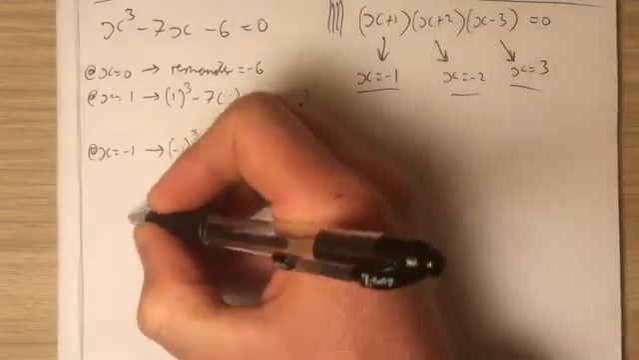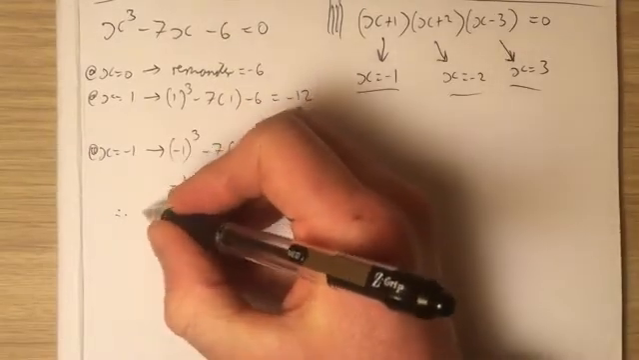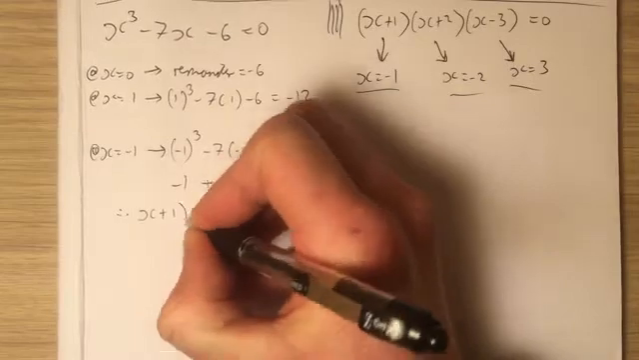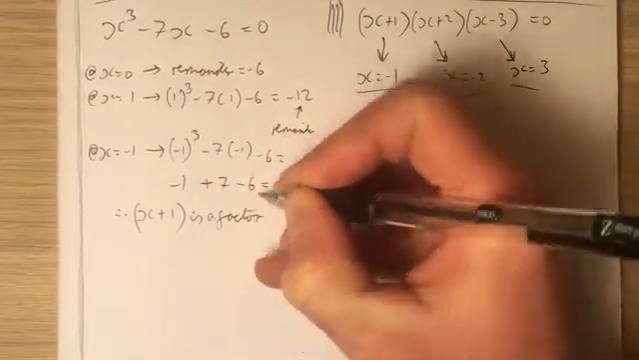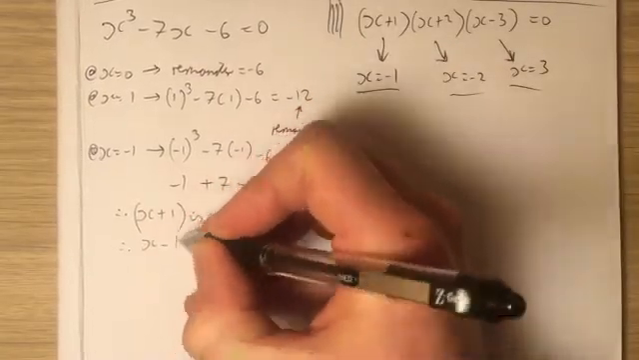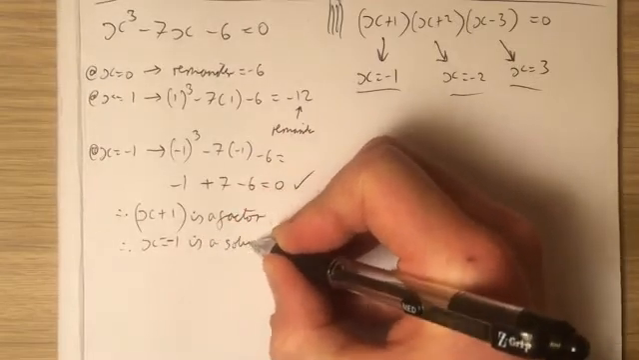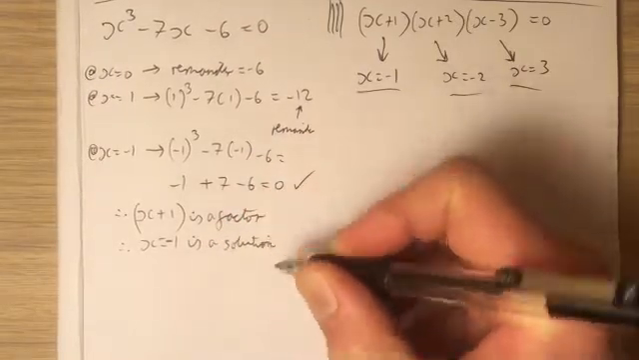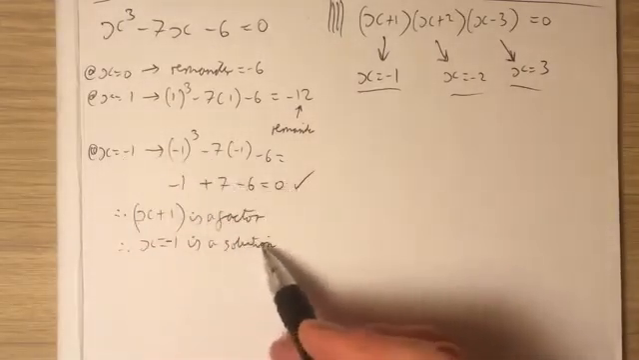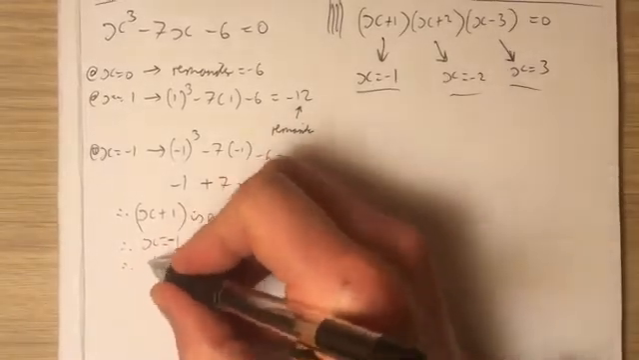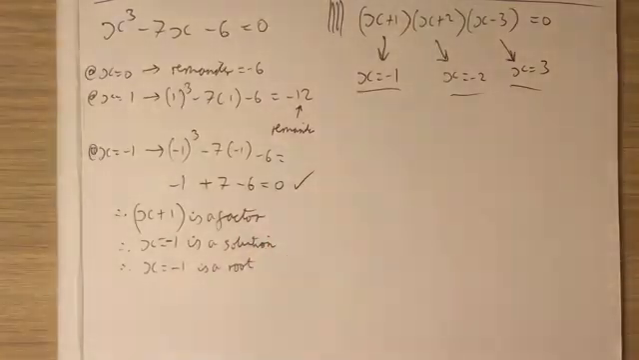Bingo, right? Therefore, so these three little dots mean therefore, x plus 1 is a factor, therefore x equals -1 is a solution. Now this bit probably makes immediate sense, right? If I put in -1, I get the answer I wanted. It's a solution, okay? Another way of writing it is you could say x equals -1 is a root. That means the same thing.